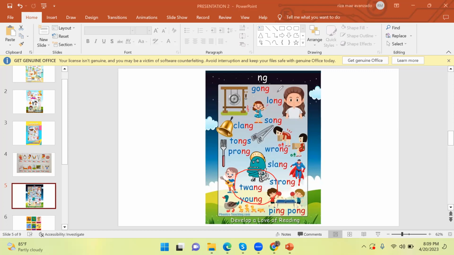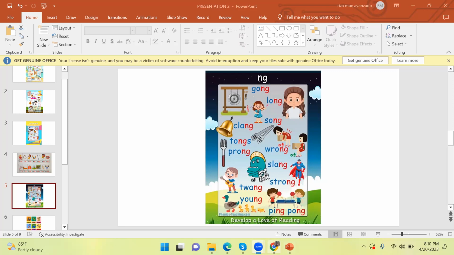Strong. Twang. Strong. It's twang. Strong. Very good. Young. It's young. Okay, how about the last one? Ping pong. Ping pong. Very good. Have you tried playing ping pong? No. Okay. So those are the examples of ND and NG.